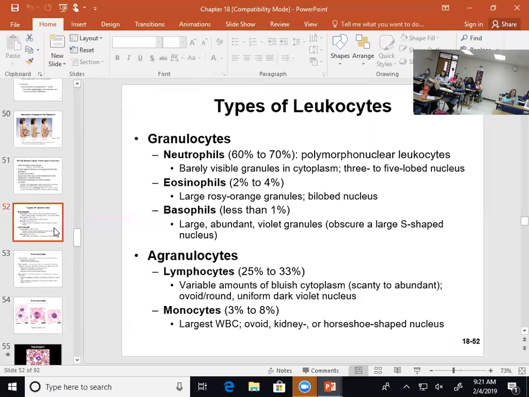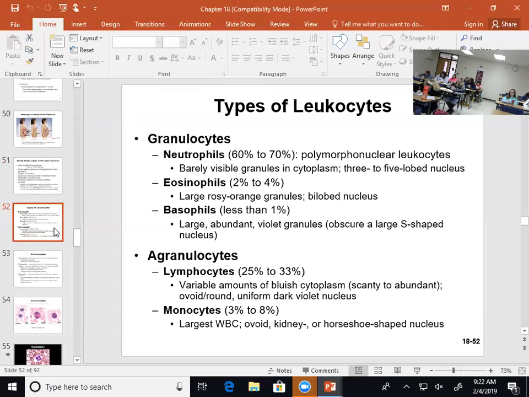Basophils have histamine, but they also have heparin. What did we say heparin does? Heparin is going to prevent unwanted blood clotting. So that's what heparin does. Less than 1%. So most of you shouldn't see a basophil today.